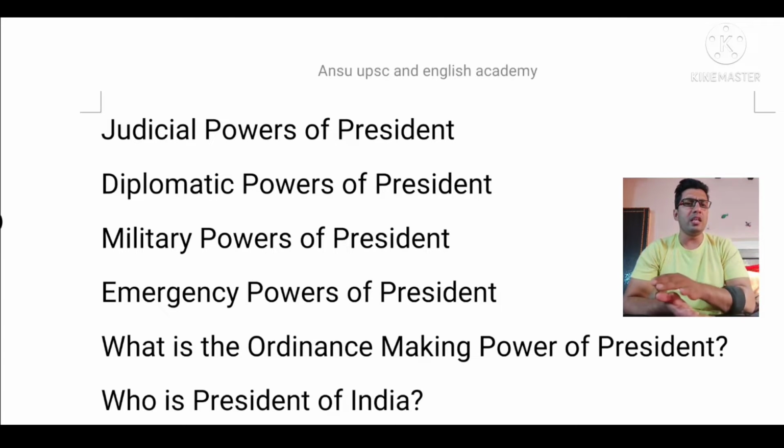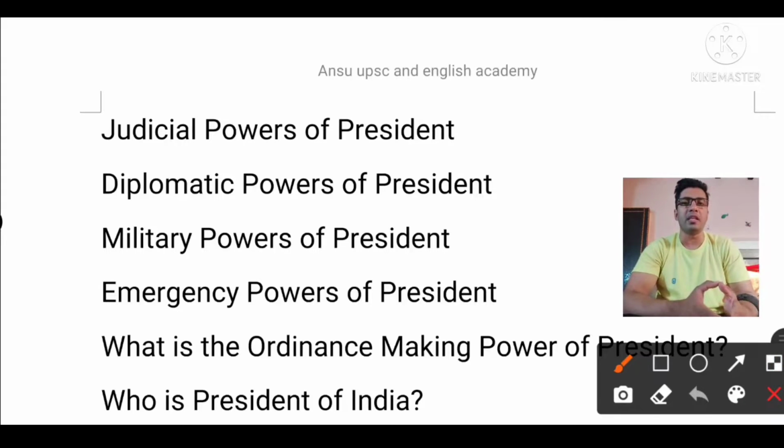Generally, we have studied this in lower classes, like 6th to 10th. We have discussed a lot of things about the powers of the president, but here I will cover each and everything with examples so that you can remember it for a longer duration. Generally, we are talking about the judicial power, diplomatic powers, military powers, emergency power, and the ordinance power of the president.